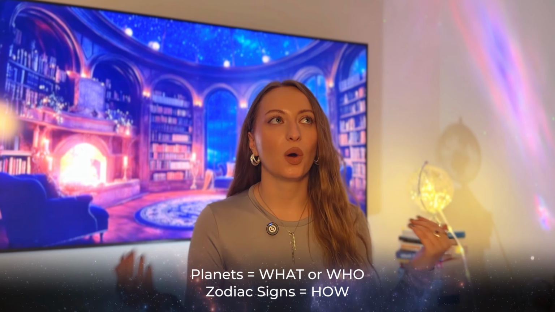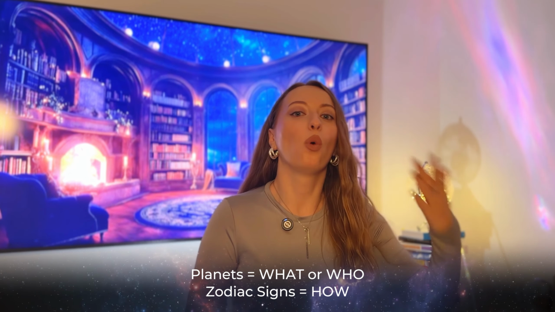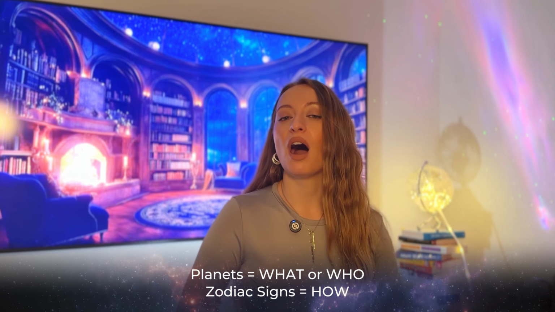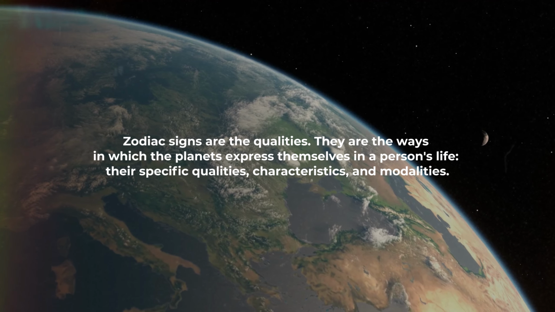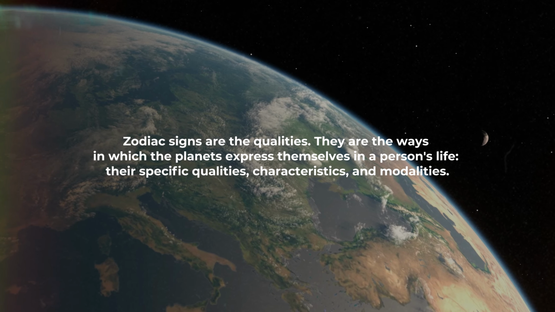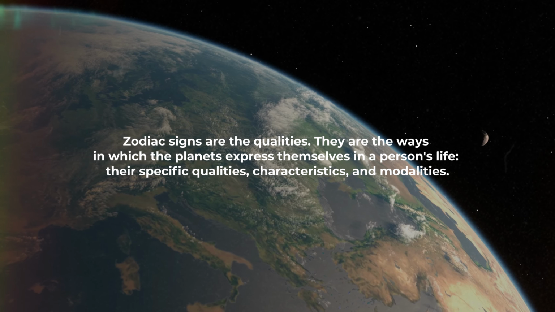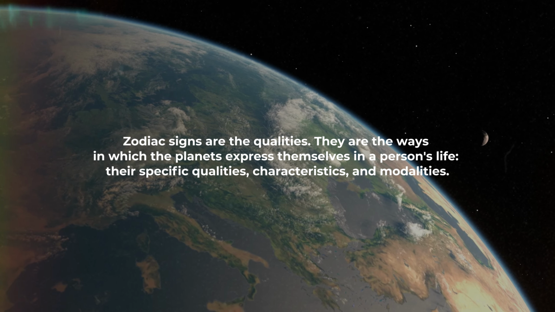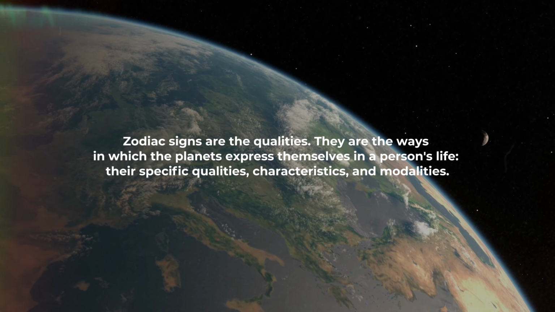In the previous video, we learned that planets are the what and the who in the birth charts. Now, zodiac signs are the how, because zodiac signs are the qualities. They are the ways in which the planets express themselves in the person's life. Their specific qualities, characteristics, modalities. They might bring up themes, but nonetheless, zodiac sign answers the question how when you try to interpret a person's birth chart.